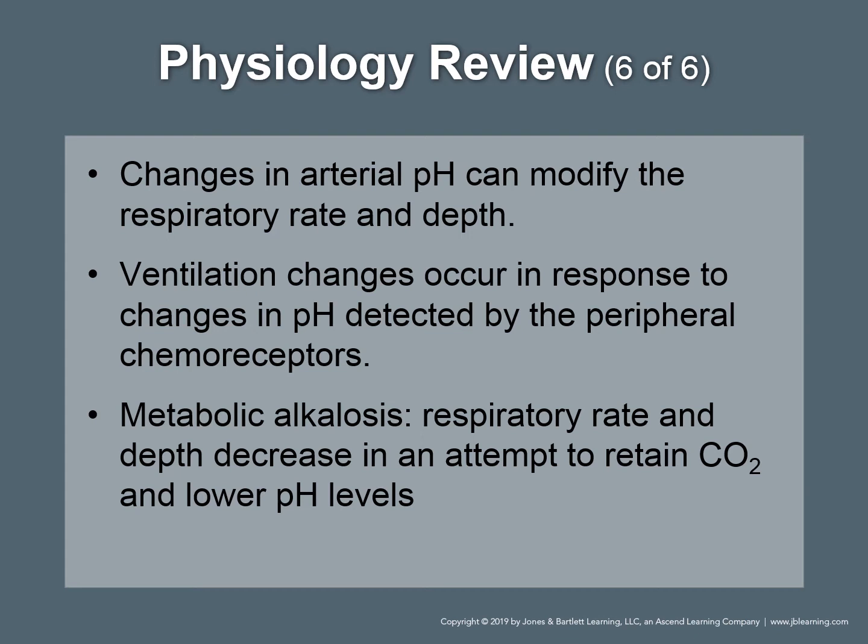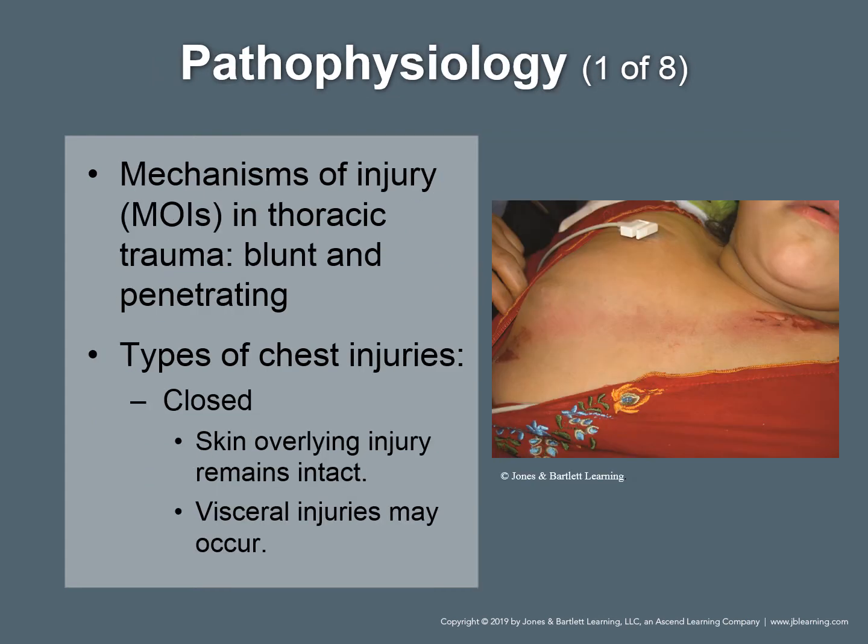Changes in arterial pH can be modified by respiratory rate and depth. We talked about how that happens. A lot of carbon dioxide makes you acidotic. A little carbon dioxide makes you alkalotic. Ventilation changes occur in response to changes in pH. We talked about how that happens. Metabolic alkalosis is just the opposite. You will begin to retain carbon dioxide, so you will breathe slower, and you may even breathe shallower. All your body's trying to do is normalize pH.